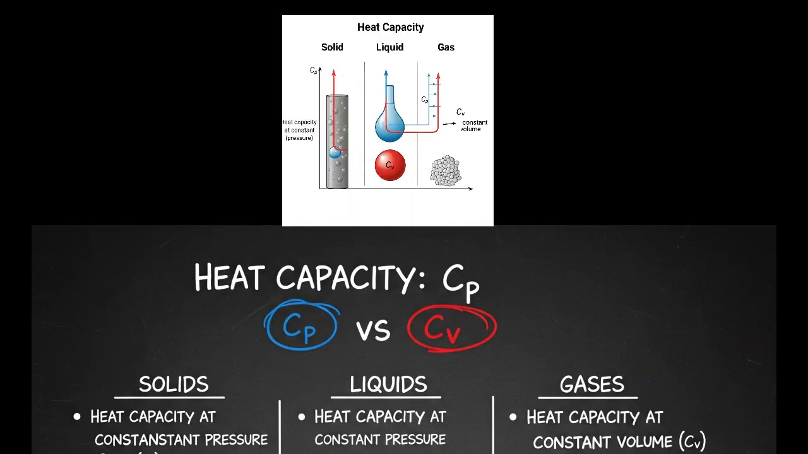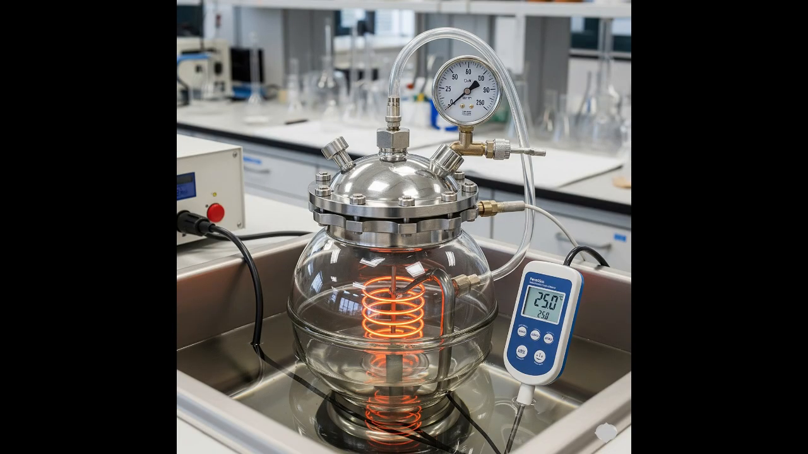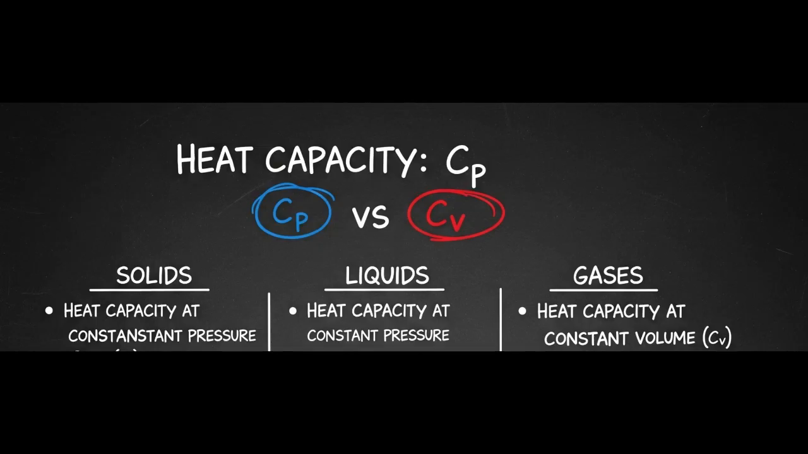We also talk about heat capacity. C_P, heat capacity at constant pressure: the amount of heat required to raise the temperature of a substance by 1 degree Celsius or Kelvin at constant pressure. C_V, heat capacity at constant volume: the amount of heat required to raise the temperature of a substance by 1 degree Celsius or Kelvin at constant volume. For solids and liquids, C_P and C_V are very similar, but for gases, the difference can be significant.